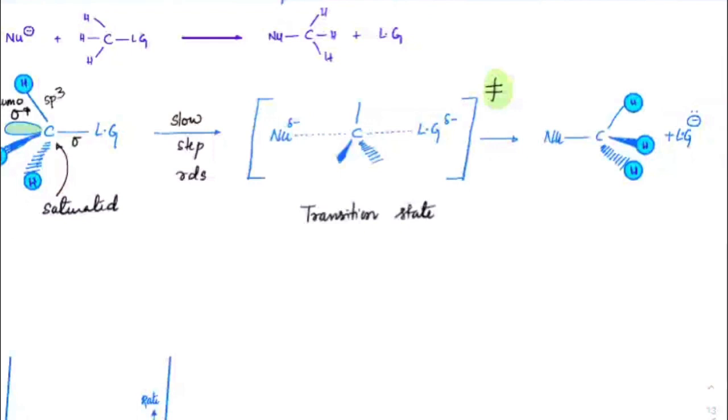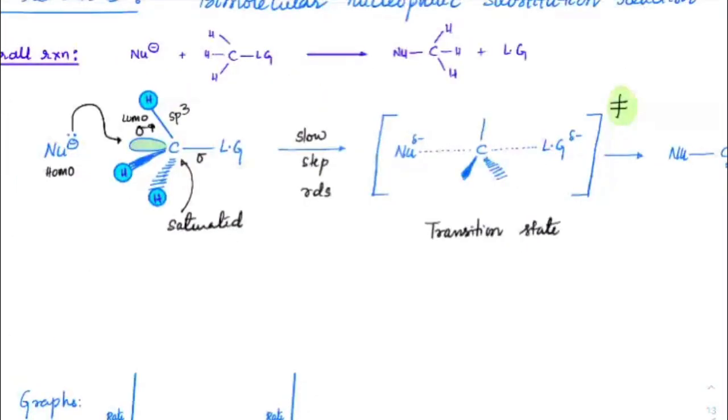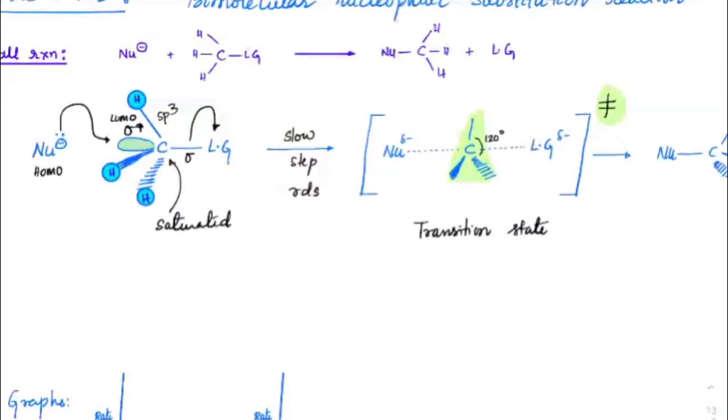A nucleophile is attacking, simultaneously a leaving group is going. Which means it is a concerted step. So it is a one-step reaction where the leaving group is leaving and the nucleophile is attacking, right? Now you would see that a planar molecule is forming here, with an angle of 120 degrees. Usually in the transition state you would observe all these molecules which are present with the carbon, right?